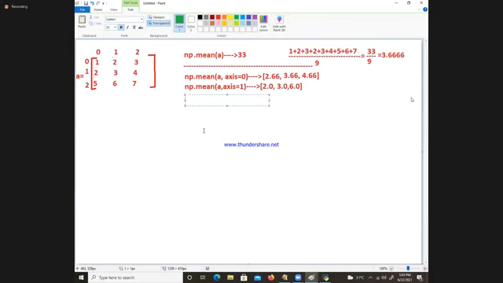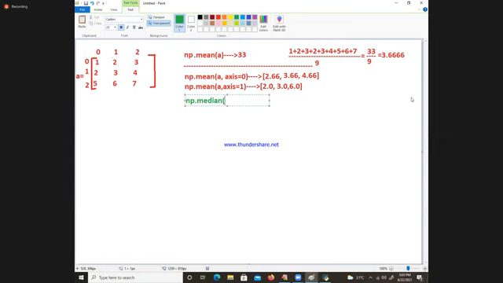Mode: np dot mode of A. Sir, what does this mode say? Not mode, ma'am. Median. First, I want to talk about the median. Median, not mode.